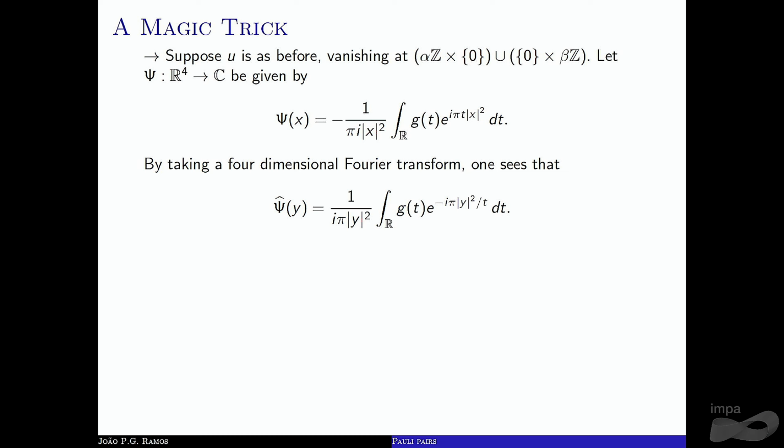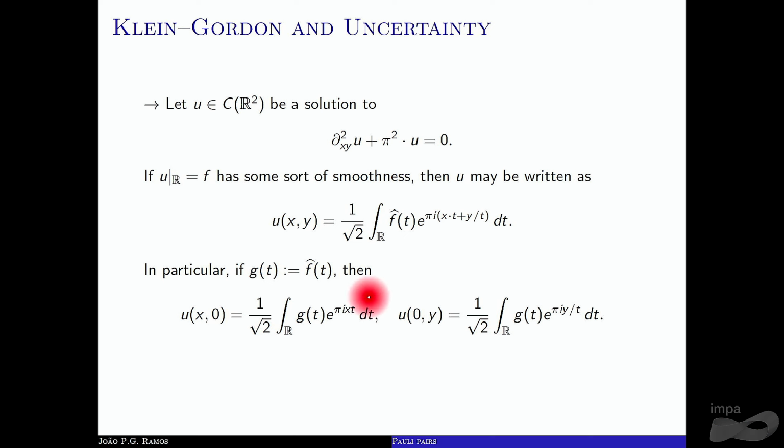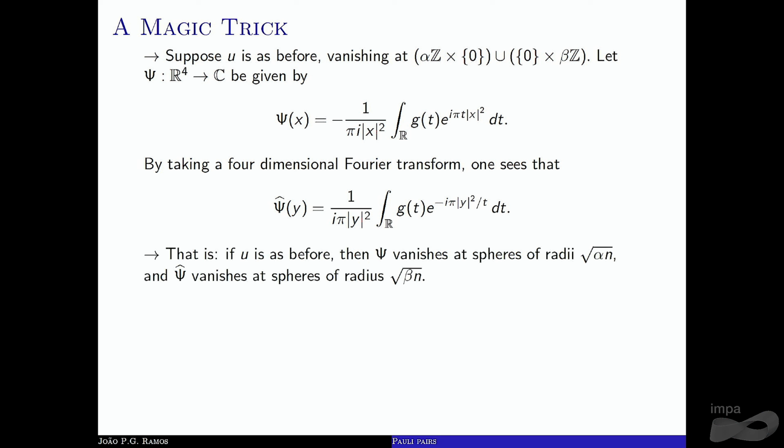So if I just do all the computations, I get that the Fourier transform has exactly this form. And it's not a coincidence. Let me just show you again what we had in the previous slide. We had e to the ixt and e to the iy over t here. And here we get e to the iπx²t, e to the iπy² over t again. So I'm getting something that is eerily similar to what I had in my Klein-Gordon context before.